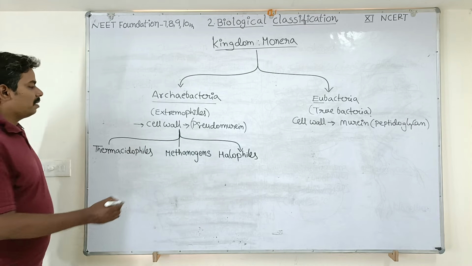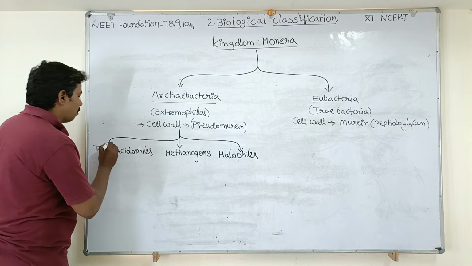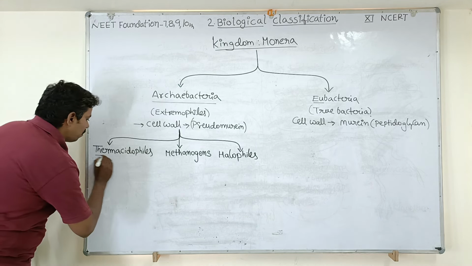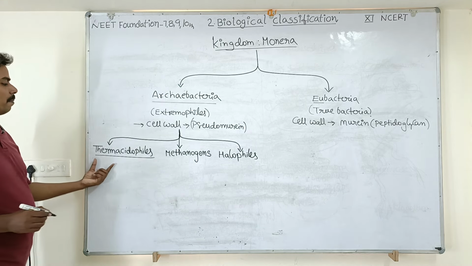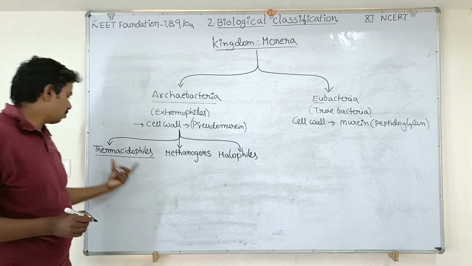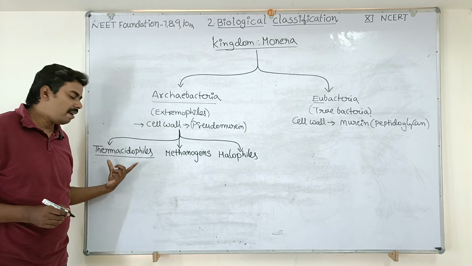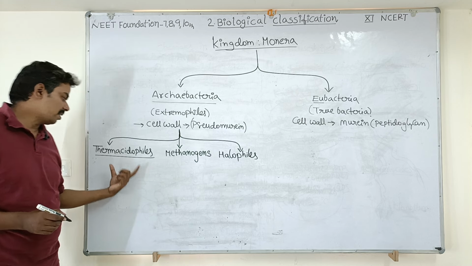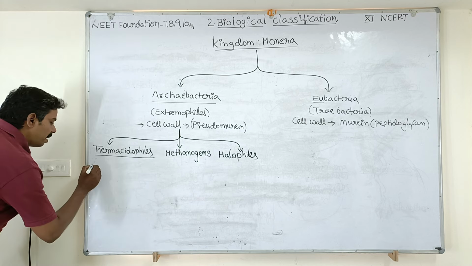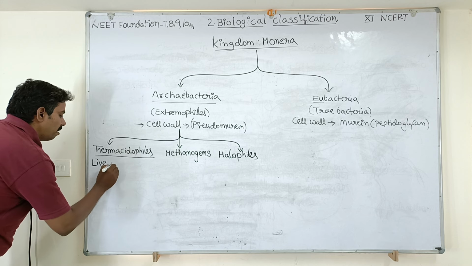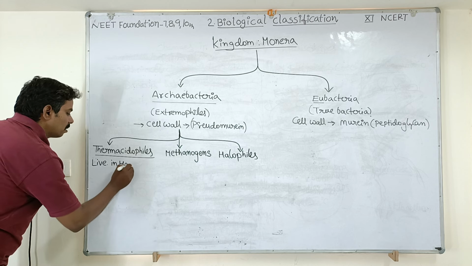Okay. So now let us discuss a few points about each of these extremophiles. First, thermacidophiles. Therm means what? Temperature. Acido means acidic conditions. These bacteria can survive in places where there is extreme high temperature and also acidic conditions. What type of habitats are they found in? They live in hot springs.